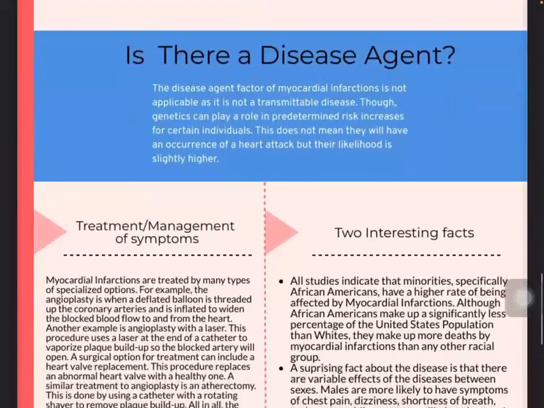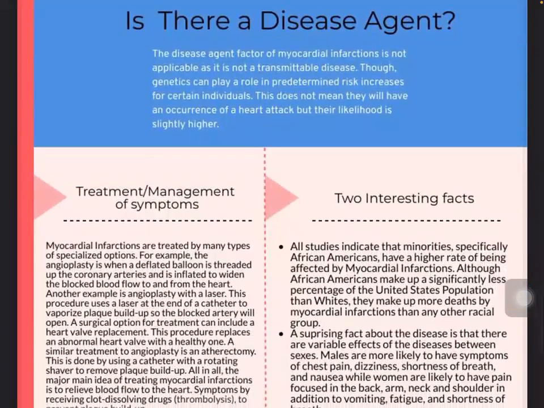Yes. Thank you, Cameron. So talking about disease agents, are there disease agents in myocardial infarctions? When characterizing a disease, scientists look at the disease agent, which is a causative factor that must be present for a disease to occur in a susceptible host. When analyzing myocardial infarctions, the disease agent is not applicable as it is not a transmittable disease.